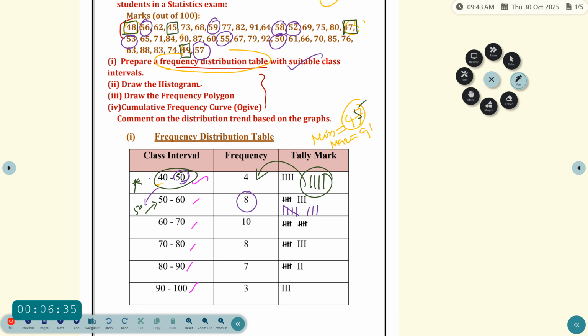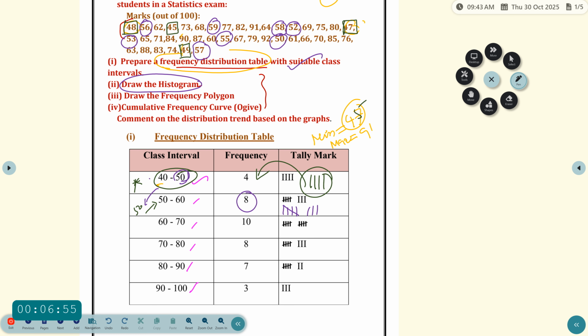Any doubt in this step? I hope all of you understand, because I already explained the frequency table template. Just count the values which lie in a particular interval, put the tally marks, count them, and enter it in the frequency column. Then what do we do? We have to draw one histogram.